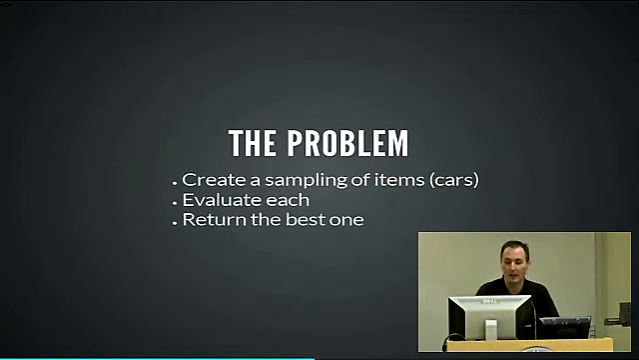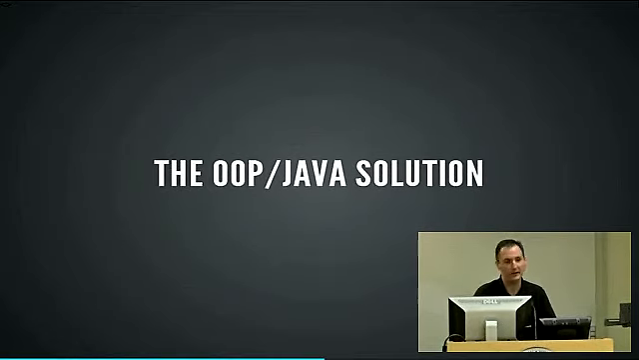So here's our problem. We're going to create a sampling of items. In this case, they're cars. I'm going to evaluate each one and then return the best one. Pretty simple. Okay, so here's the Java solution.